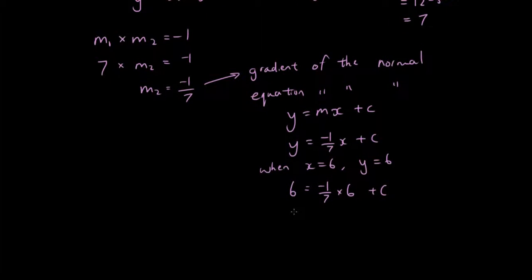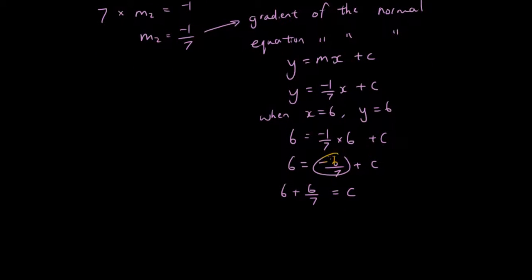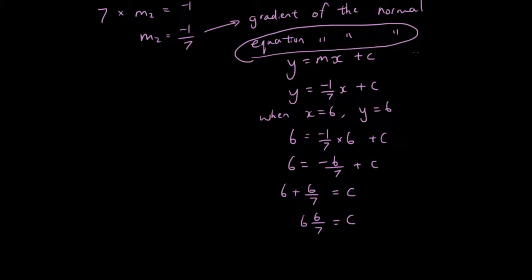If we work that out, 6 equals negative 6 over 7 plus c, combining these two terms together. Then we got 6 plus 6 over 7 equals c, moving this to the left. So now we have c is equal to 6 and 6/7. So the equation of the normal is going to be y equals negative 1 over 7x plus 6 and 6/7.